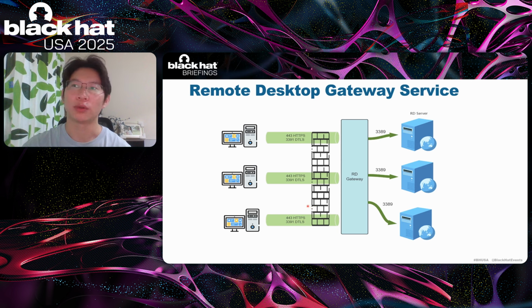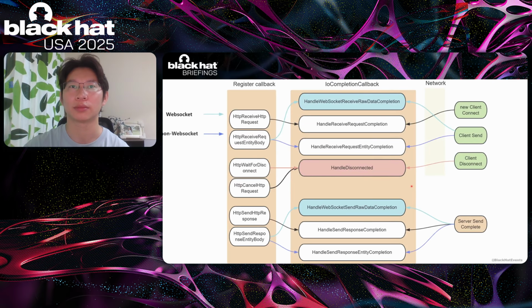Now, let's explore the remote desktop gateway service. As shown in the diagram, the client connects with the remote desktop gateway service via HTTPS on port 443 or DTLS on port 3391. After a series of negotiations and authentications, the gateway service forwards the client's remote desktop protocol messages to a corresponding remote desktop server.